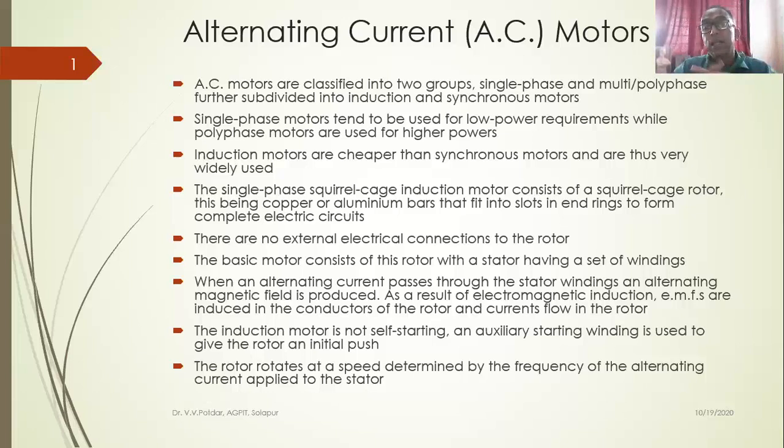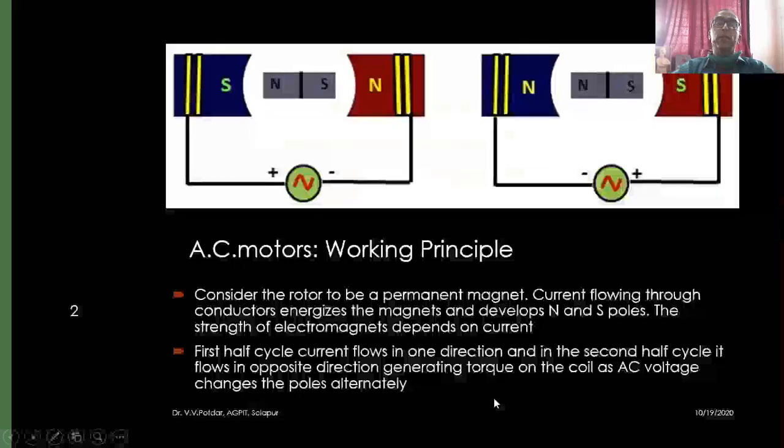When an alternating current passes through the stator windings, an alternating magnetic field is produced. As a result of electromagnetic induction, EMFs are induced in the conductors of the rotor and currents flow in the rotor. The induction motor is not self-starting. An auxiliary starting winding is used to give the rotor an initial push. The rotor rotates at a speed determined by the frequency of the alternating current applied to the stator.